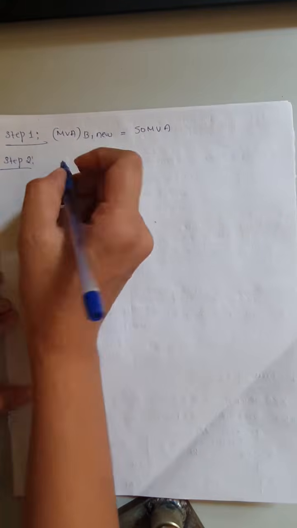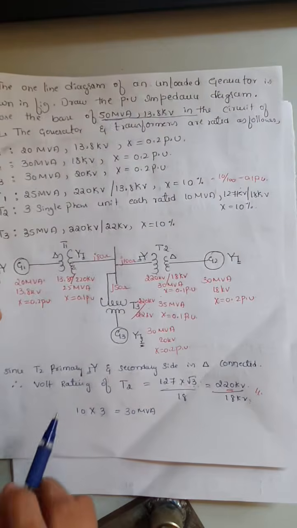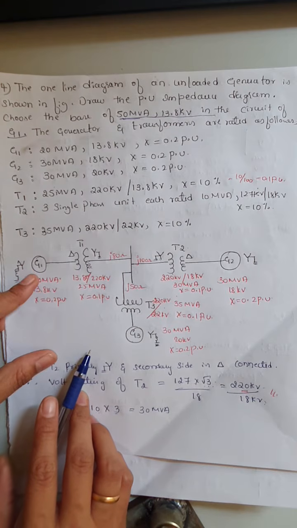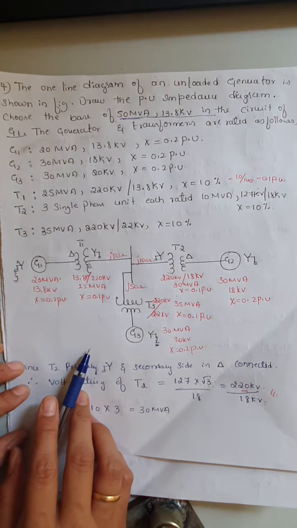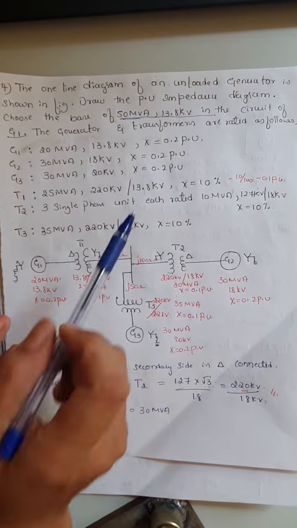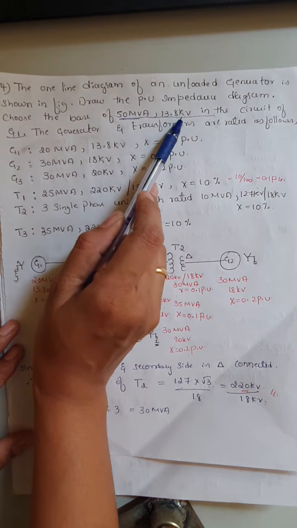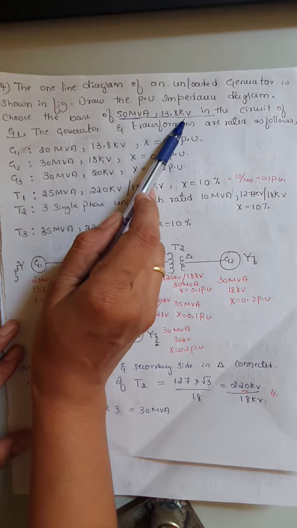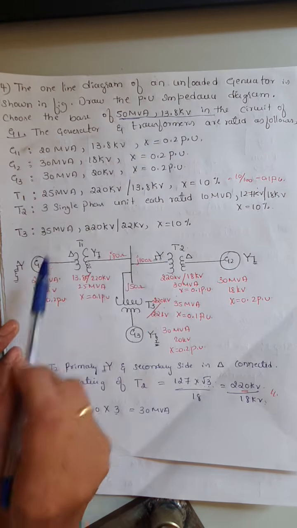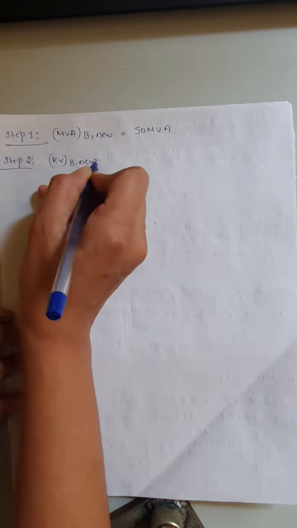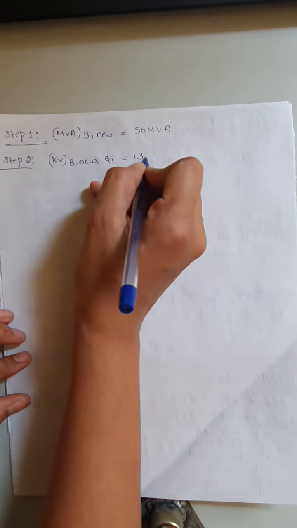Proceeding with step 2, that is calculation of a base voltage for generator, motor and transmission line. Since in the given single line diagram there is no motor mentioned, only the generator and transmission lines are there. First we will consider the reference value. In your given single line diagram they have given generator 1 the base voltage to be considered as a reference value. So 13.8 kilovolt will be the kilovolt base new of the generator 1. So in step 2, kilovolt base new of the generator 1 is equal to 13.8 kilovolt. This will be your reference value.